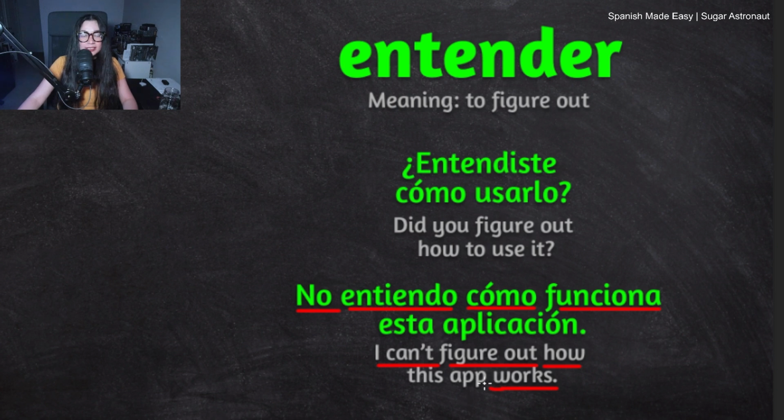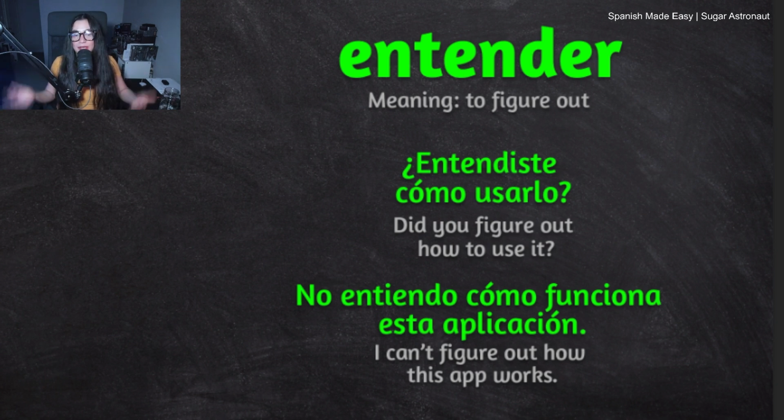Funciona means works. And we have esta. Esta means this. Aplicación means app. You could say app in Spanish and people will understand you. You can say, no entiendo cómo funciona esta app. That's fine. But if you want to know the term in Spanish, it is aplicación. So, that is very interesting. No entiendo cómo funciona esta aplicación.